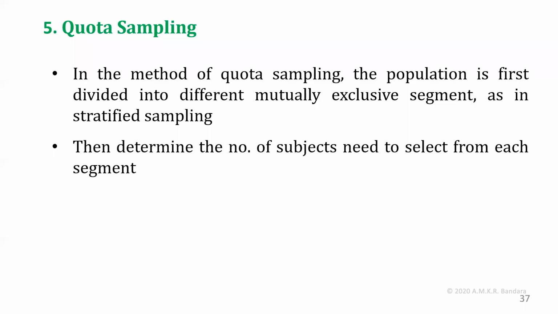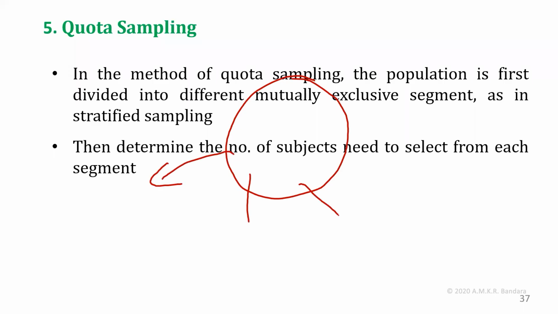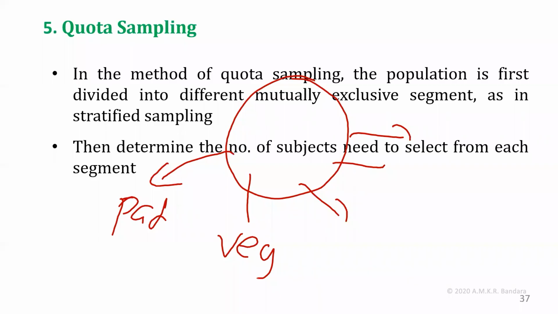Assume you are going to find out the income of farmers. So you have your population of farmers, and you are going to study their income. We can categorize farmers into several types: paddy farmers, vegetable farmers, milk farmers, poultry farmers. Likewise, you can categorize them into farm groups.